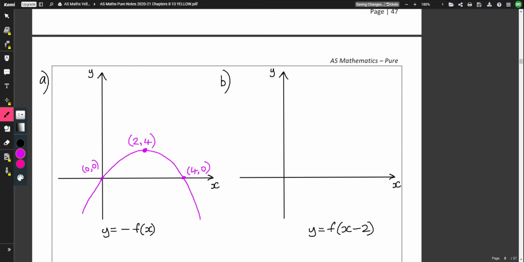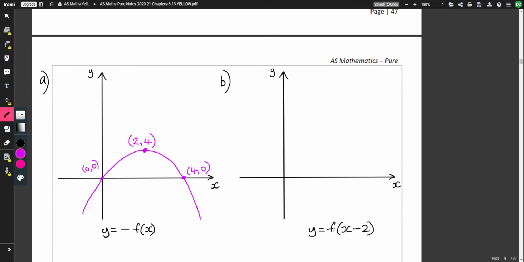So there we go, that was a reflection in the x-axis. f of x becoming minus f of x. Think of that as y becoming minus y. So the values that used to be positive become negative and vice versa. So a reflection in the x-axis.